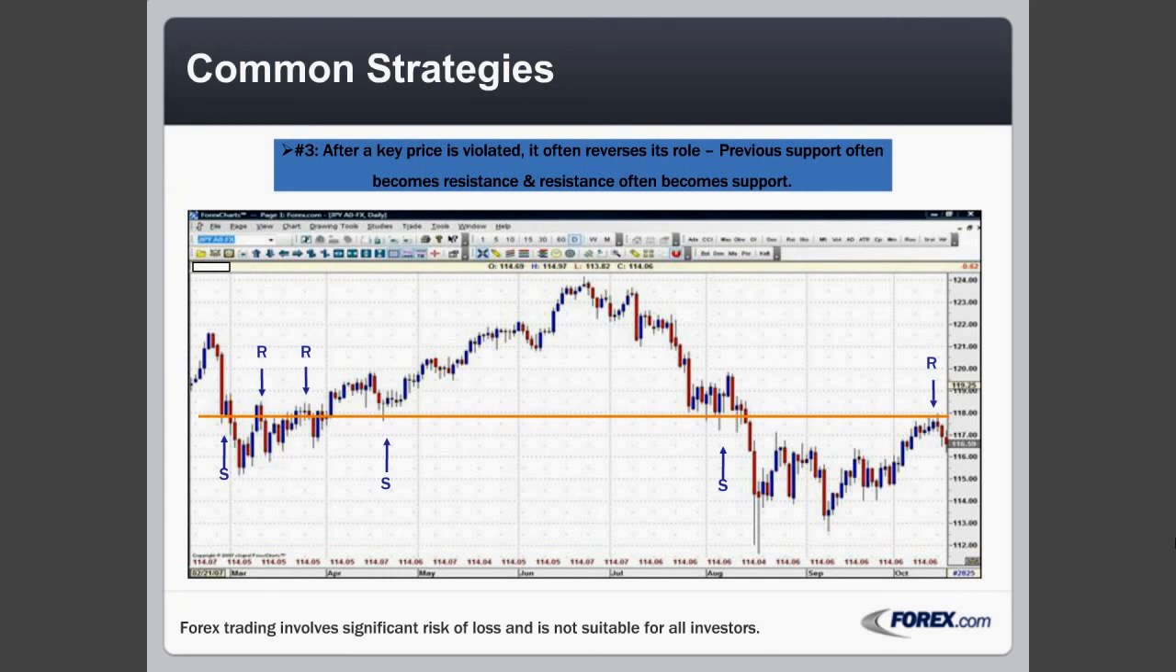Now, number 3, this is something that I've already mentioned, but you'll really see it very nicely on a couple of charts here. After a key price is broken through, it often reverses its role. So previous support will often become resistance, and then resistance often becomes support. So we can see here that we have this support level, and then we have a breakthrough, and now we have a nice trend starting. So those lows are getting higher, those highs are getting higher.